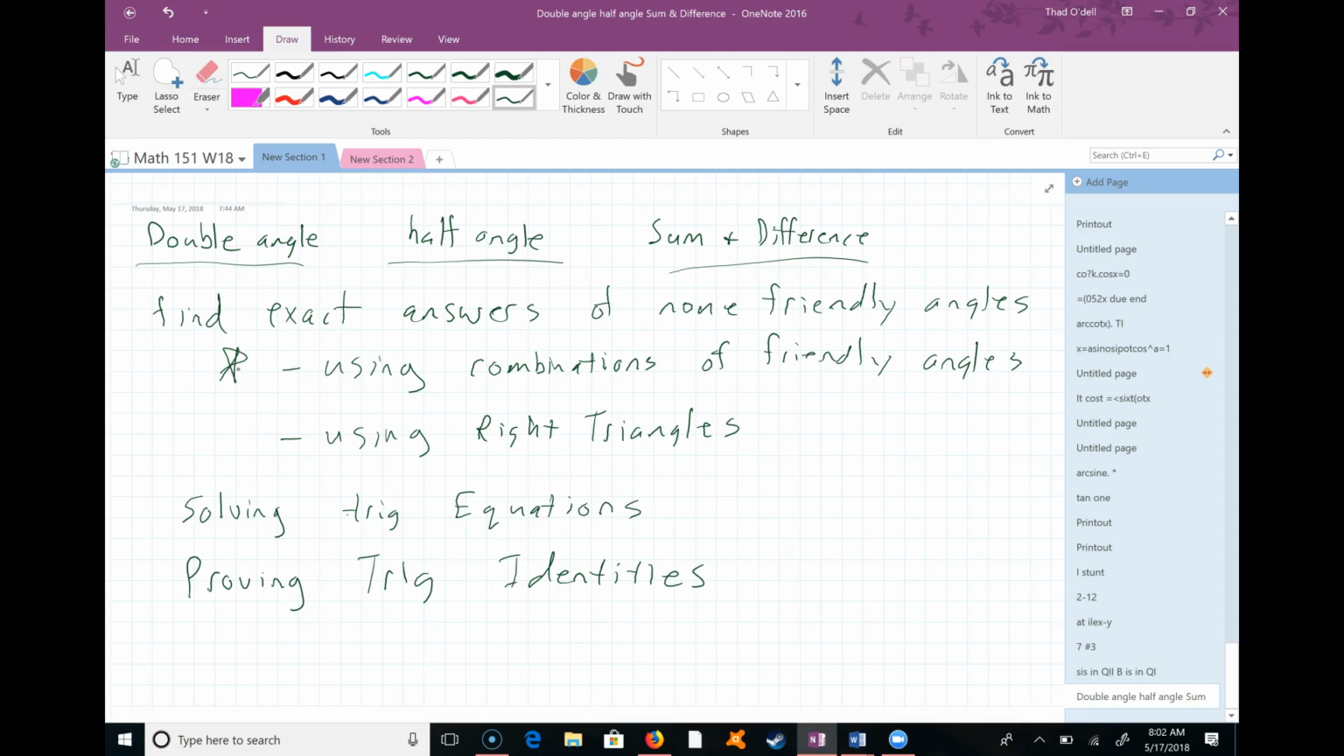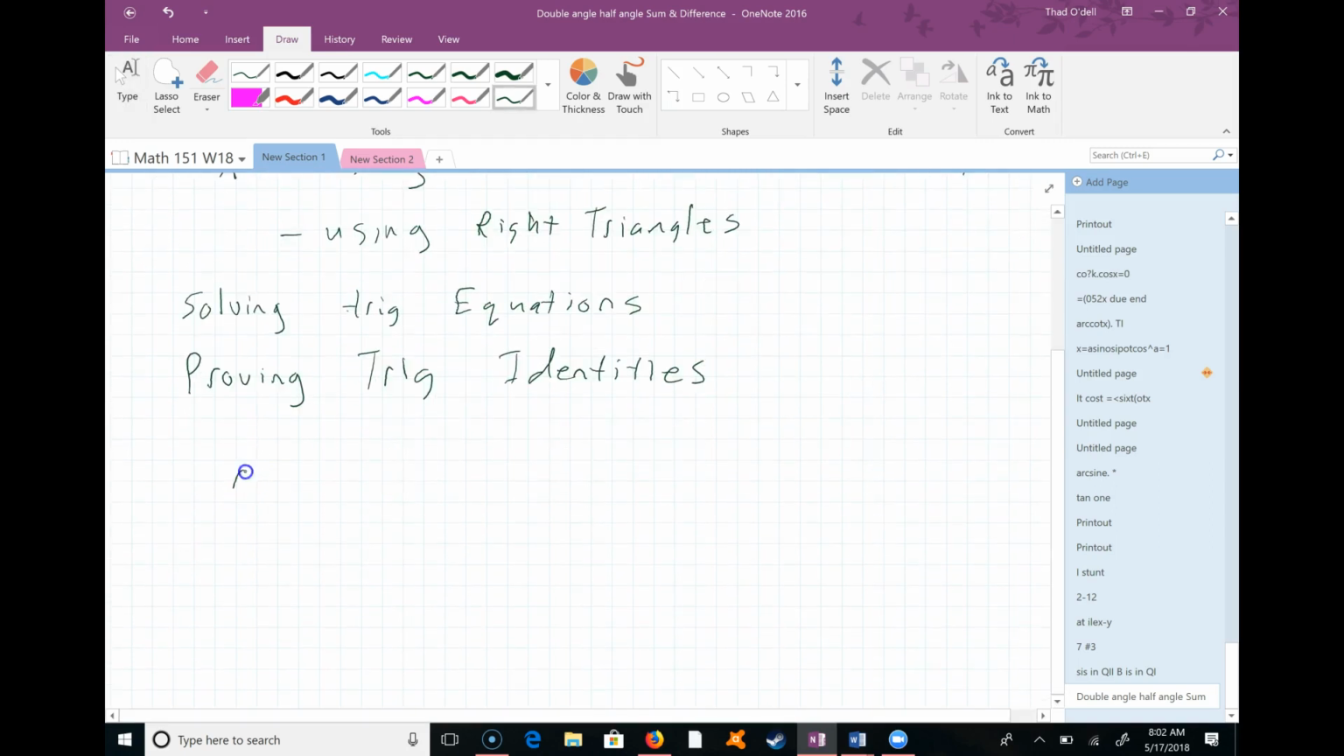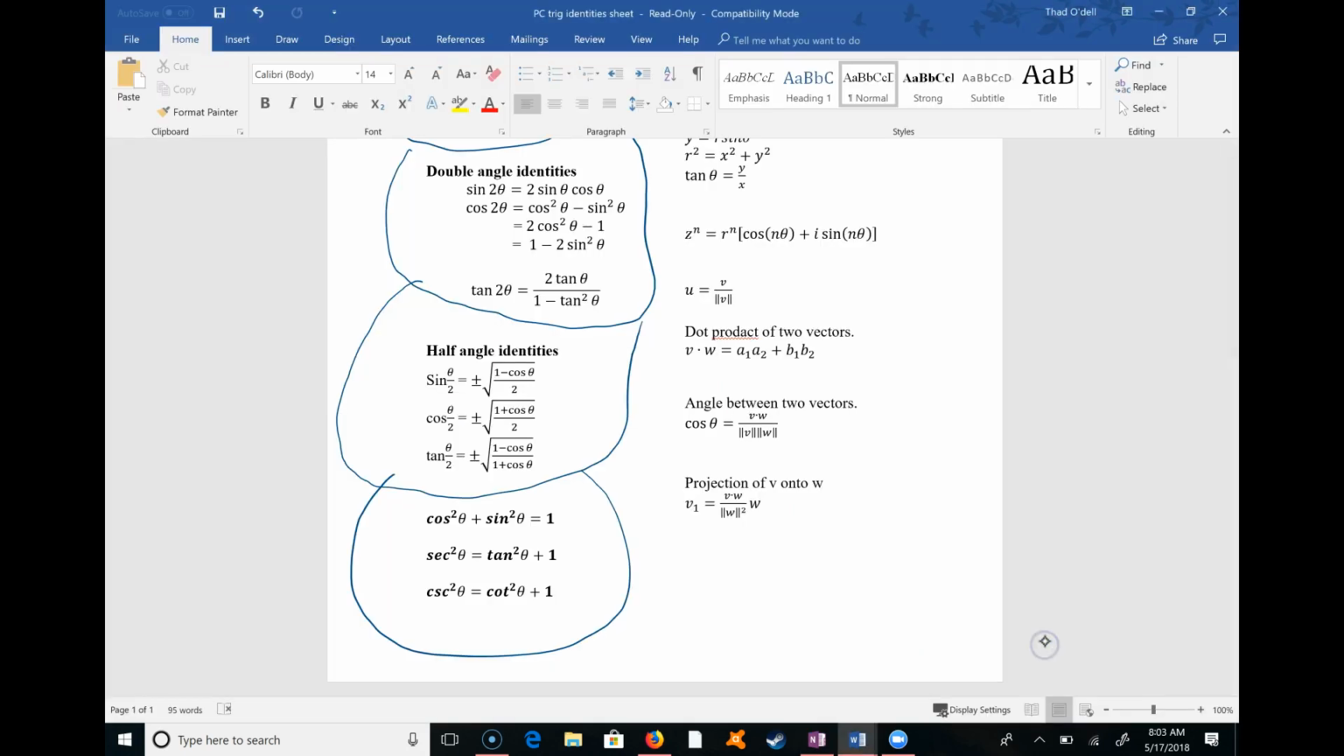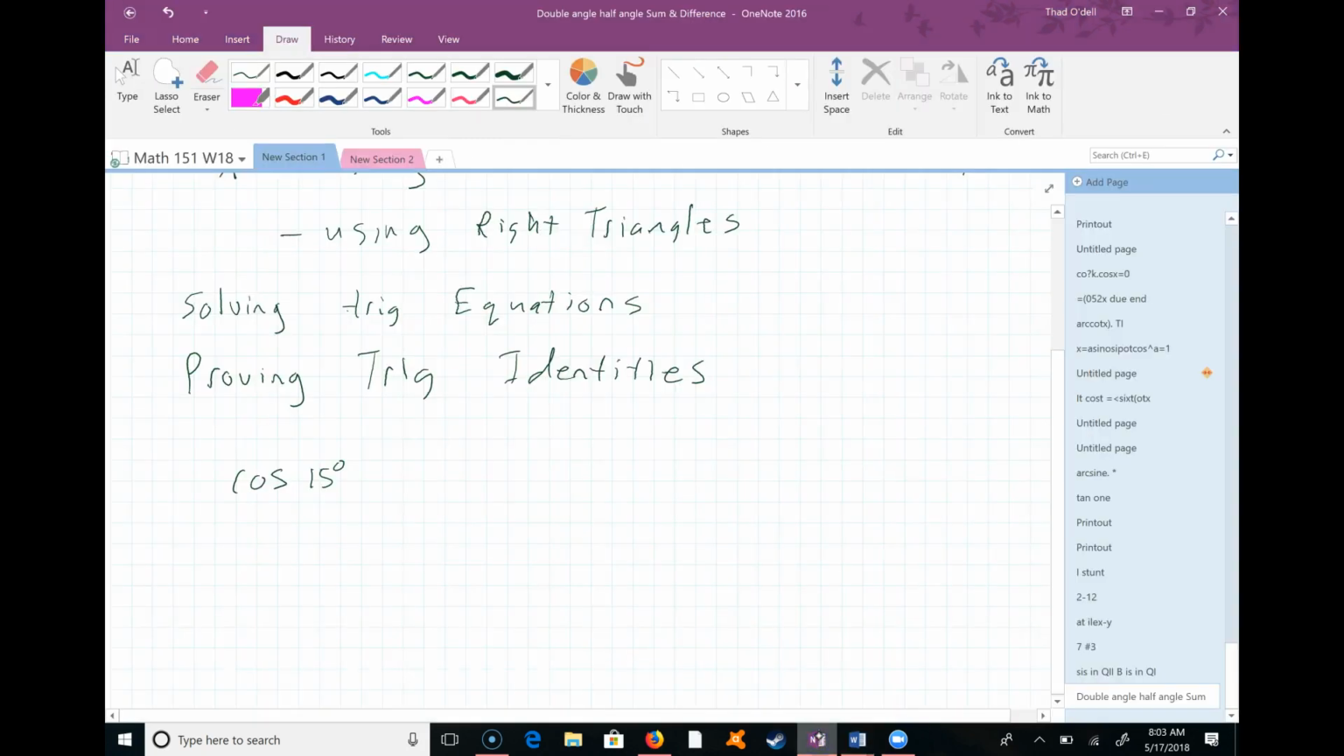So how do we use double angle, half angle, or sum and difference formulas to find exact answers of non-friendly angles using combinations of friendly angles? For example, if I'm trying to find the cosine of 15 degrees, that is clearly not a friendly angle. However, twice that is a friendly angle. If I'm thinking about the half angle identities, notice this starts with the sine or cosine or tangent of something divided by 2. So the first move is to rewrite this as cosine of 30 divided by 2. And we all agree that 30 divided by 2 is 15.